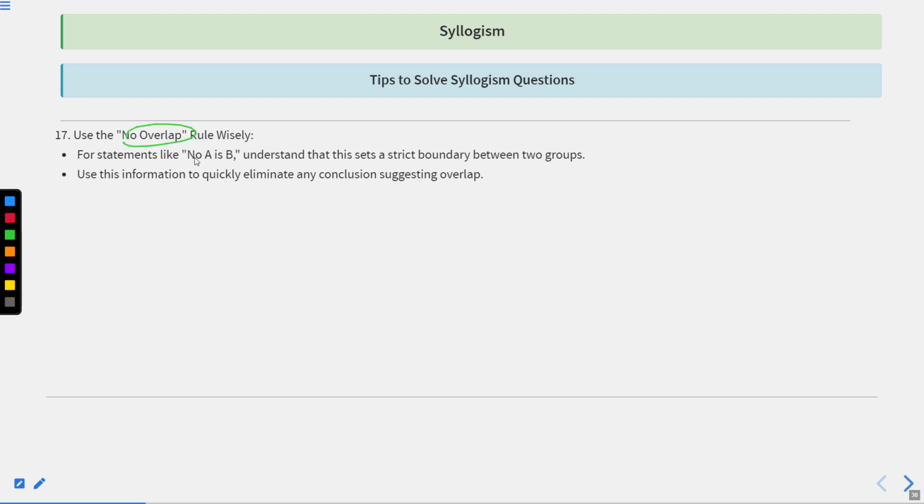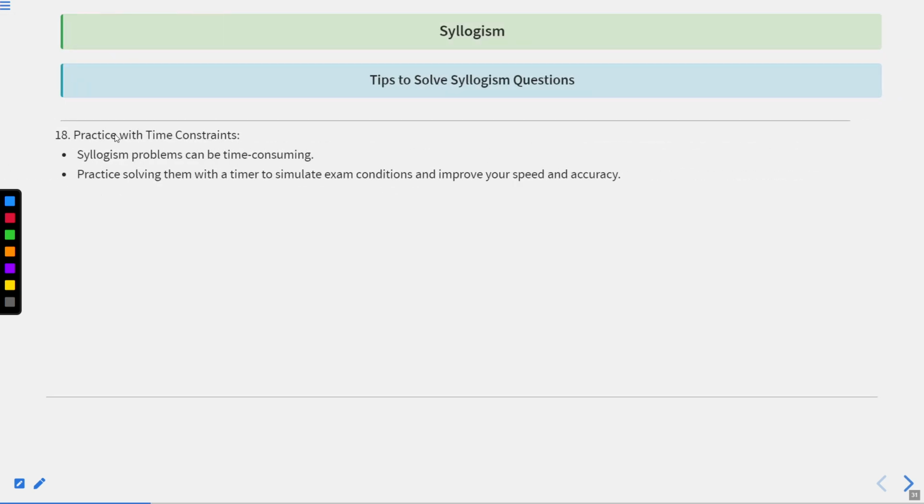For statements like no A is B, understand that there are boundaries between the two groups. Use this information to quickly eliminate any conclusions suggesting overlap. Very important for your understanding.